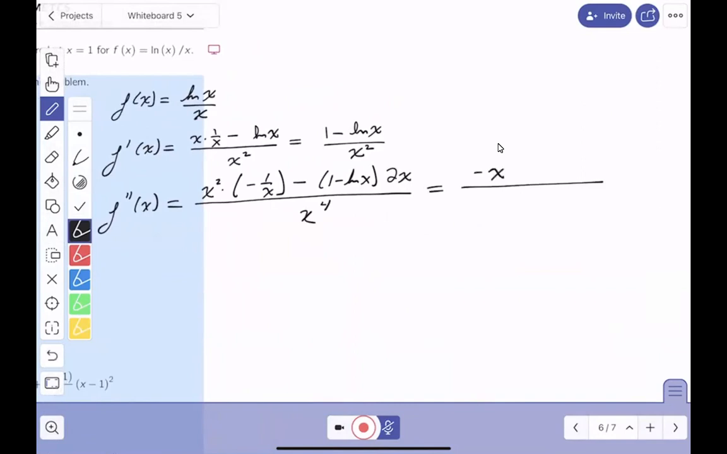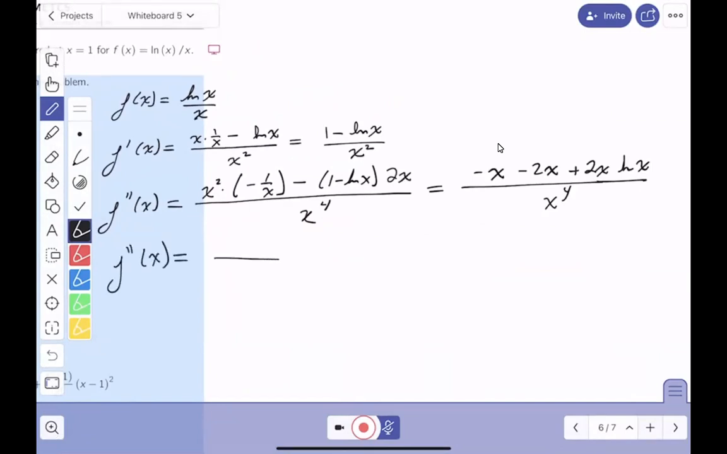So what do you get over here? Minus X, right? Because X squared times minus 1 over X is minus X, minus 2X plus 2X ln X over X to the fourth. I'm still going to simplify it.